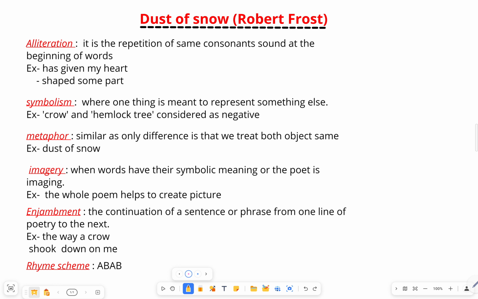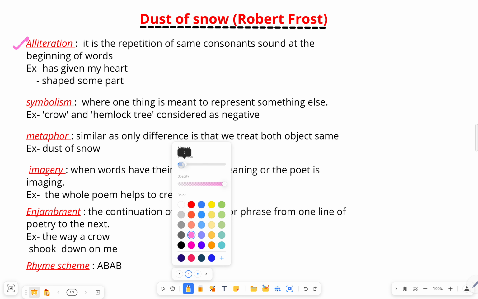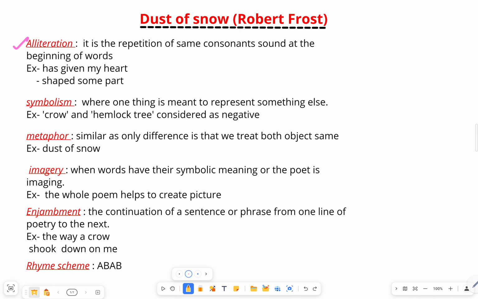Now let's discuss the very first poetic device. As you can see on your screen, what is the name? Tell me. The very first name is alliteration. So listen carefully. I'll explain each and everything in a clear manner. Alliteration is the repetition of the same consonant sound at the beginning of words. You have to just find the same consonant sound at the beginning of the word. Are you getting the point? I repeat, the same consonant sound at the beginning of the word. It is a very important part.